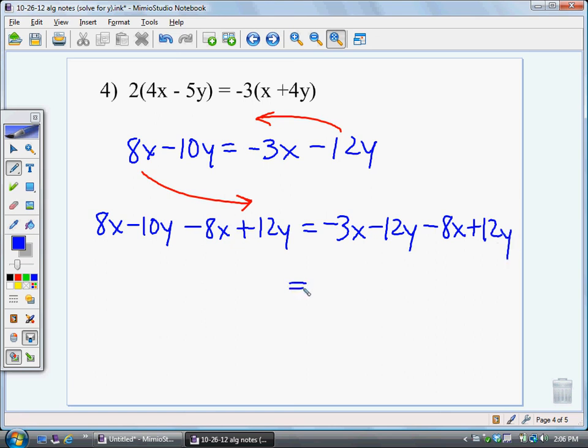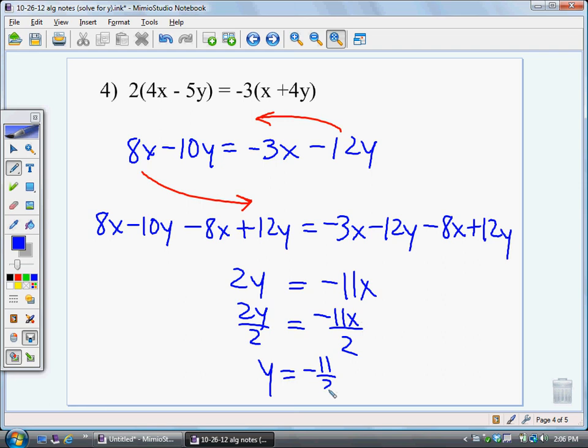My equal sign down. Okay, the 8x, those two cancel out. You have 2y. And over here, the 12y's cancel out, and you have negative 11x. And to solve for y, we just would divide by 2. But this time, there's only one term. So you just divide it by 2, and you're going to get that y is equal to negative 11 halves x. And again, you can have negative 5.5x.